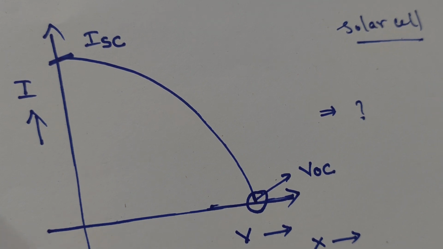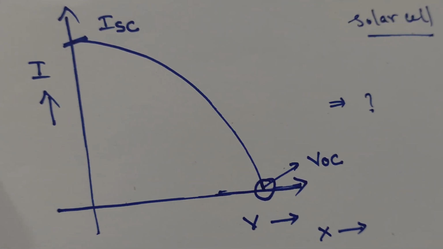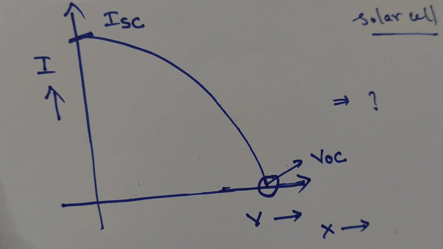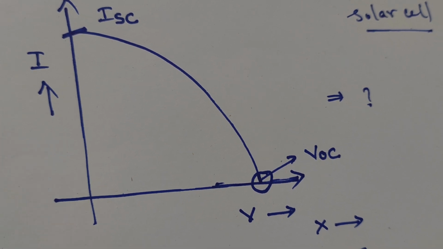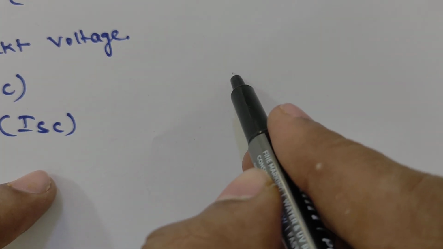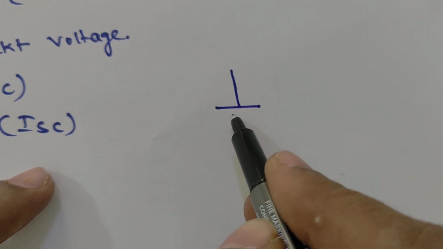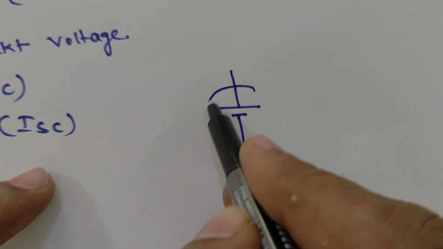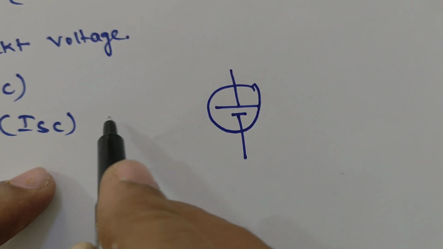So here we have a doubt. What is the meaning of open circuit voltage and what is the meaning of short circuit current? To understand these terms, we should understand the circuit diagram related to the solar cell. So first I will take the circuit diagram. For example, this is the solar cell.